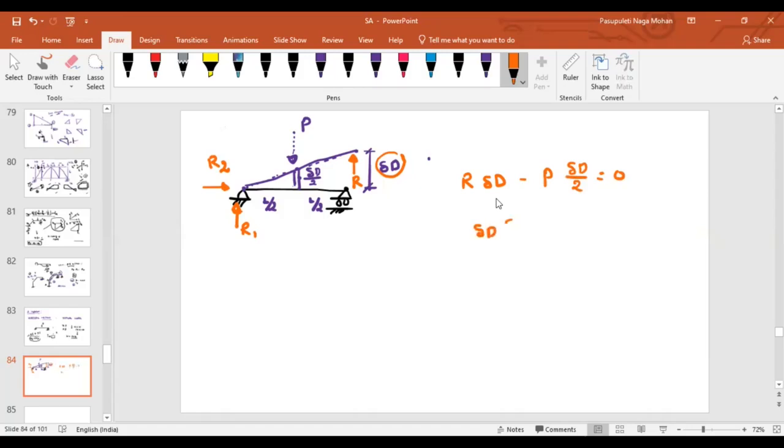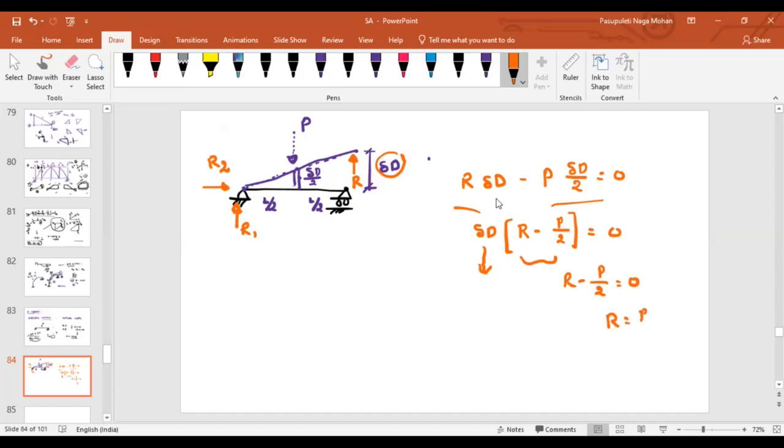I can take delta D common here. I can say it as R minus P by 2, and that will be equal to 0. I think we know mathematics, right? This is my virtual displacement, which means a very small amount. To satisfy this equation, either this one should be 0 or the other should be 0. As this is a very small quantity, obviously I will make sure that R minus P by 2 will be equal to 0.